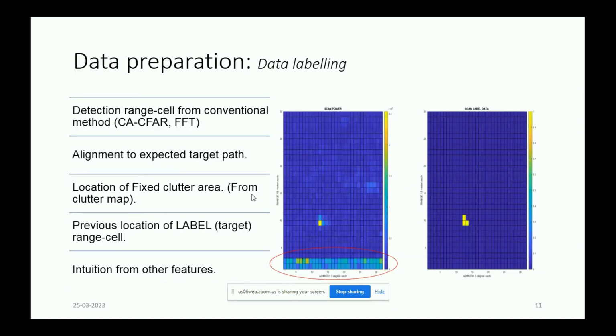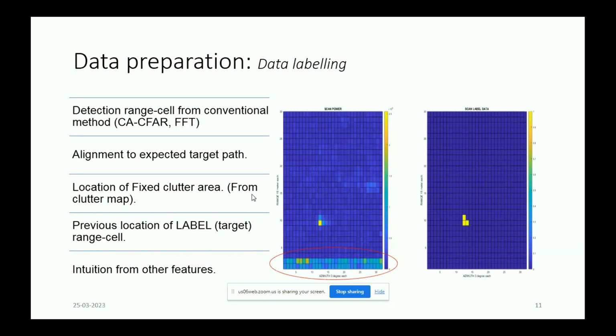So the next step was data labeling. As I mentioned, we have converted each scan into a two-dimensional matrix. Once we have that, we have used these 5 points or factors into consideration to do the manual data labeling. One sample is shown where one scan of data is labeled. The left-hand side shows the 2D scan data, which is created from MATLAB, and the right-hand side is the labeled target data.